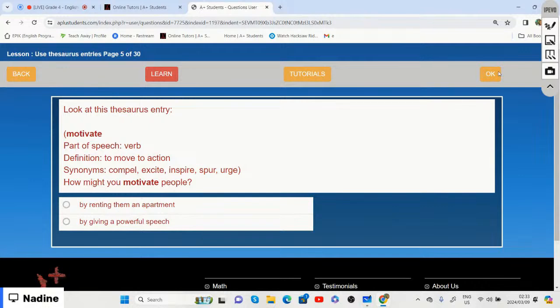So we have motivate. Motivate is a verb and it is to move to action. So how might you motivate people? Is it by renting them an apartment or by giving a powerful speech?